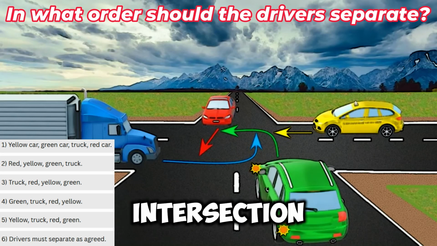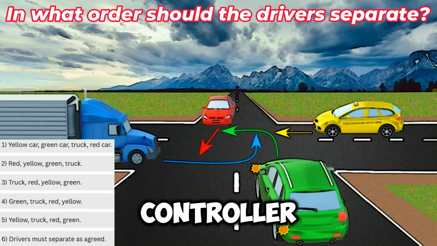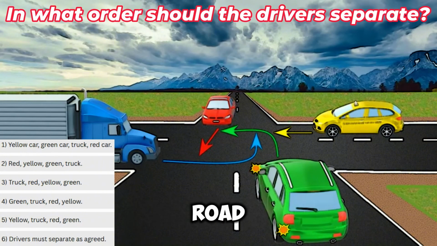Task parsing an intersection. A green car and a truck turn left, and a red and a yellow car go straight through. The intersection is not equipped with traffic lights. There is no traffic controller and not even a single road sign.